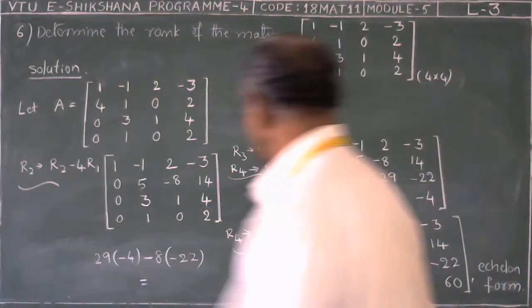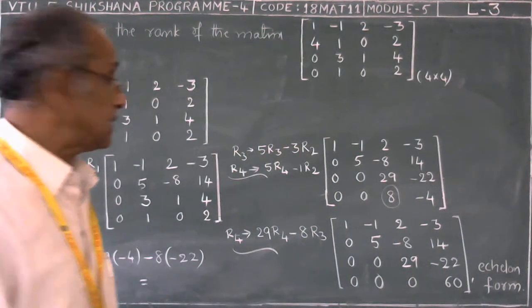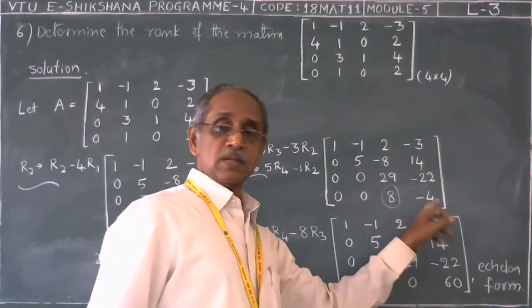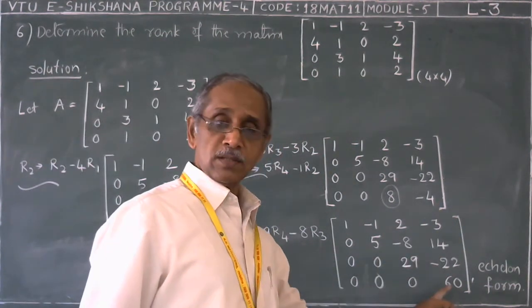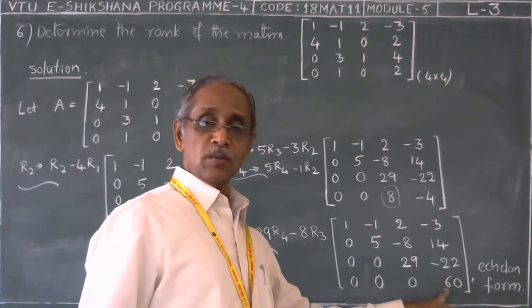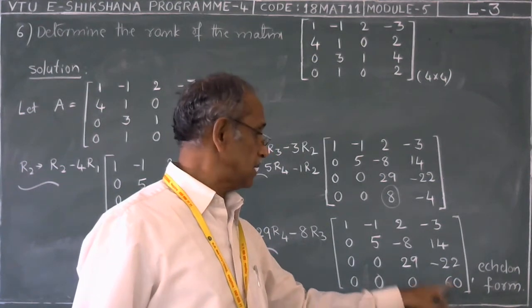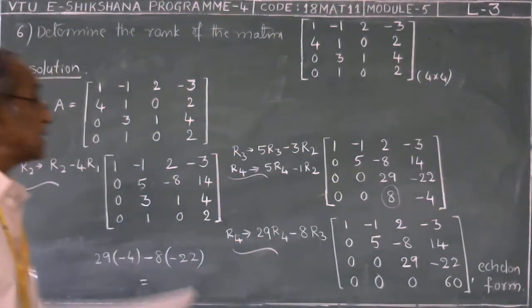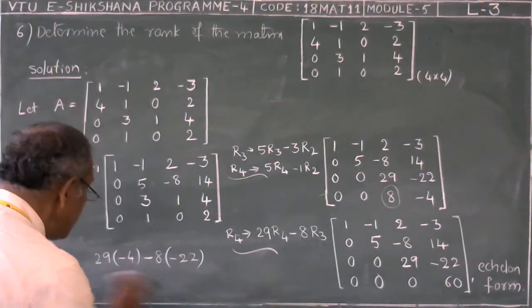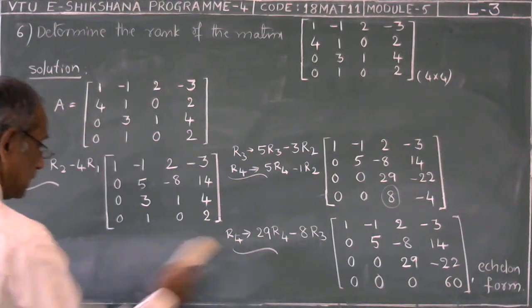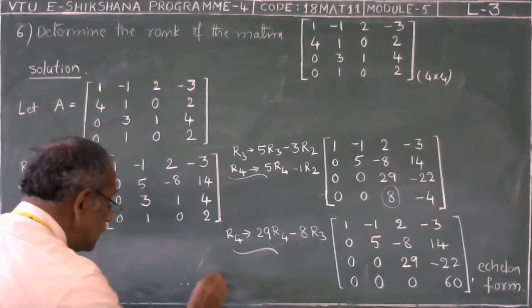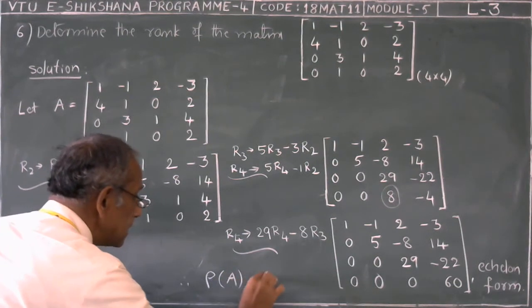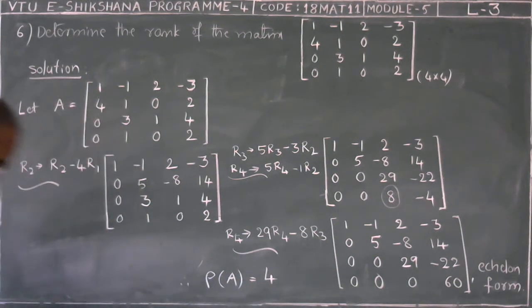Therefore, the rank of the matrix A is the number of non-zero rows in its echelon form. This is a non-zero row because this element is not equal to 0. 1, 2, 3, 4. So the rank of A is 4. Therefore, the rank of the matrix A is equal to 4.